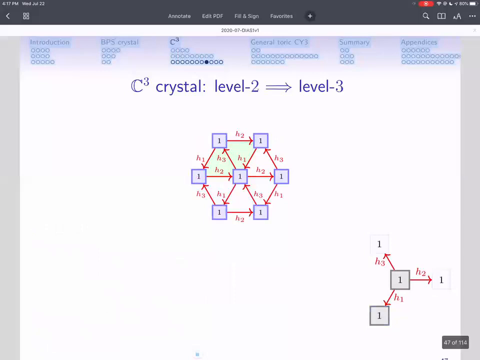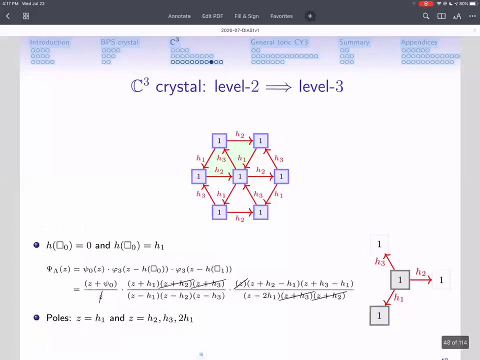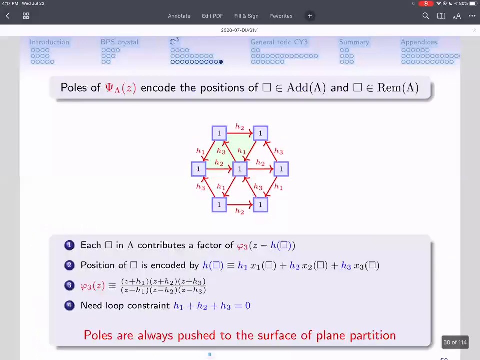Later, when you add the next one, the removing pole gets cancelled by the contribution from the new atom. This is just to show that as you add more and more boxes, all the poles get pushed to the boundary of the crystal. This is a summary of what I just said. In the process, we needed this loop constraint, H1 plus H2 plus H3 equal to 0. Any questions before I move to the general Calabi-Yau?